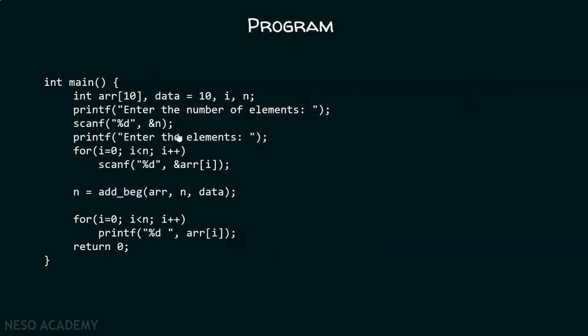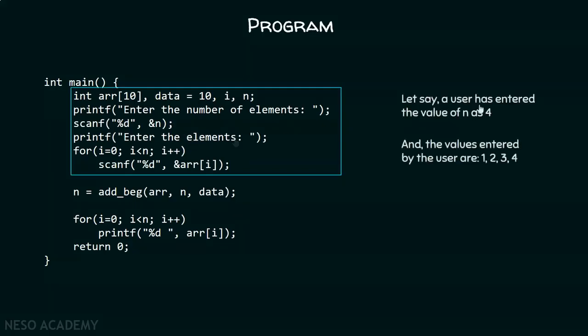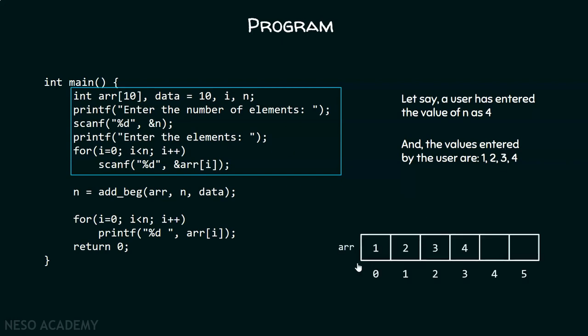Let's consider this program which helps us to add the data at the beginning of the array. Here this piece of code is helping the user to enter the number of elements and enter the elements. Let's say the user has entered the value of n as 4 and the values entered by the user are 1, 2, 3, 4. This n represents the number of elements entered by the user, and the values entered by the user will get inserted in the array. You can see over here, this ARR is the array which consists of all these elements 1, 2, 3, 4 which are entered by the user.